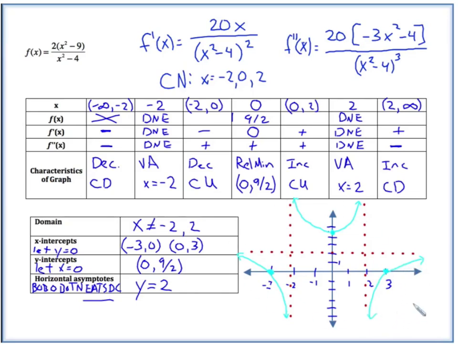All right, and we'll notice that we had no points of inflection here because at no point did the second derivative equal 0, so we didn't have to worry about that.